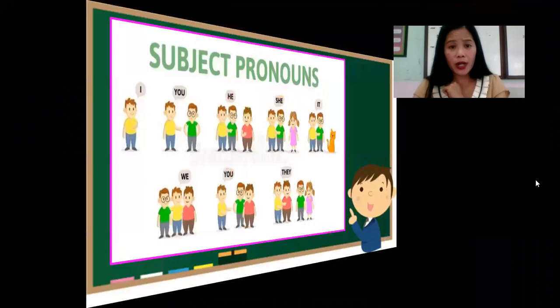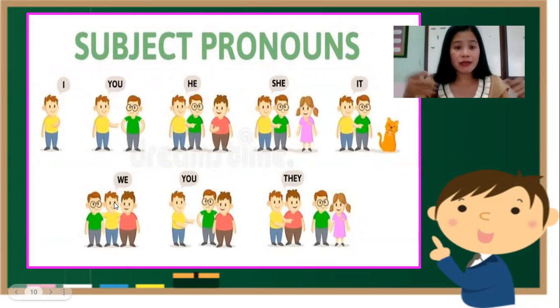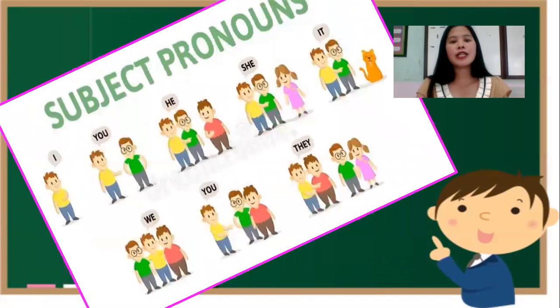Now, another example we have here. The same subject pronouns. We have I, you, he for the boy, she for the girl, it for the cat. We means many. Like you, there are two types of you. You for singular and you for plural. And then they for many. All right, now let's proceed again.